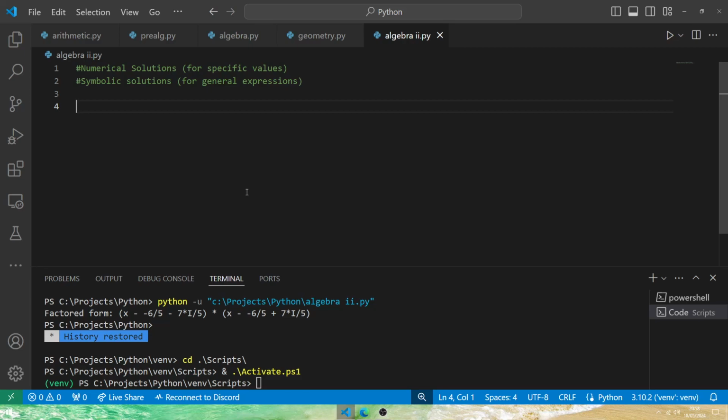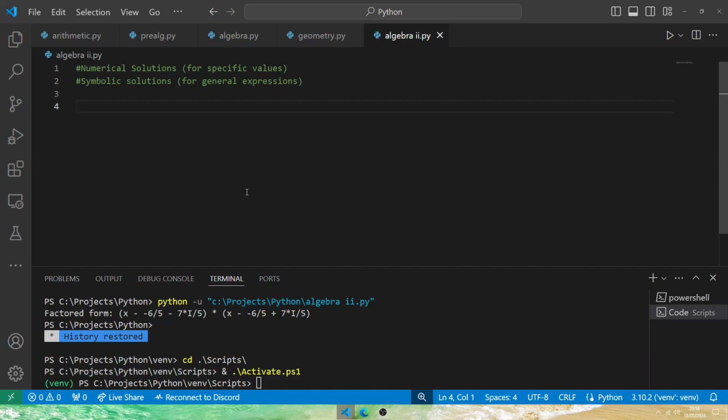Numerical solutions is when we have some kind of equation where we're trying to find a specific value. And symbolic solutions is when we're trying to use a general expression to solve an equation.